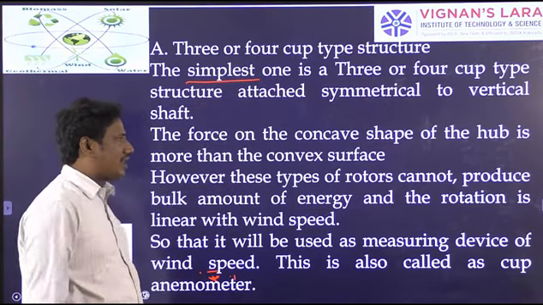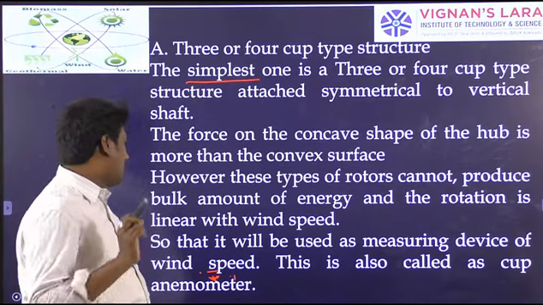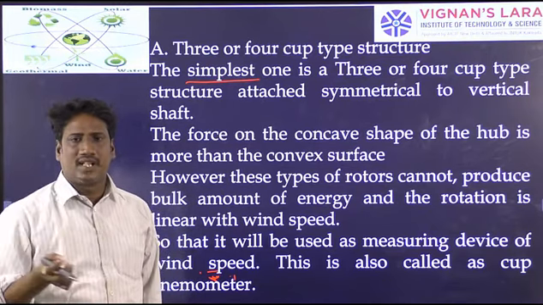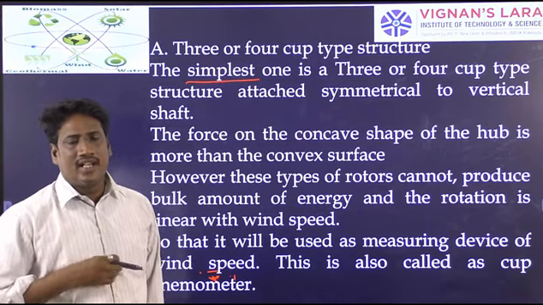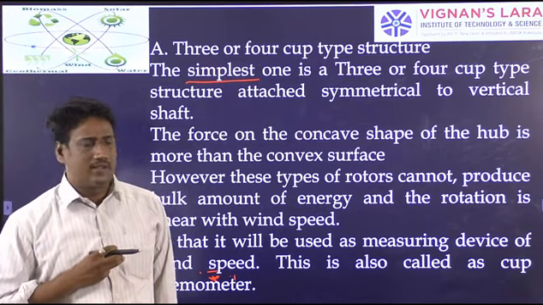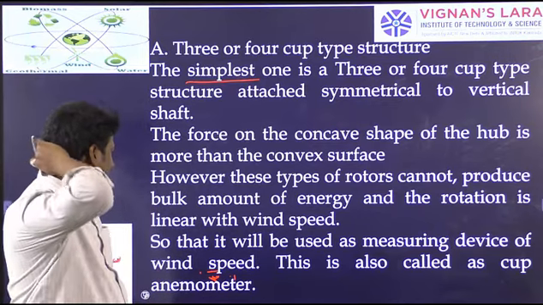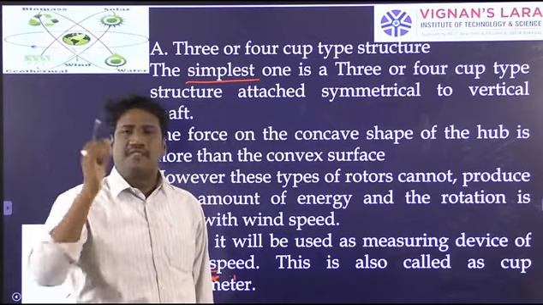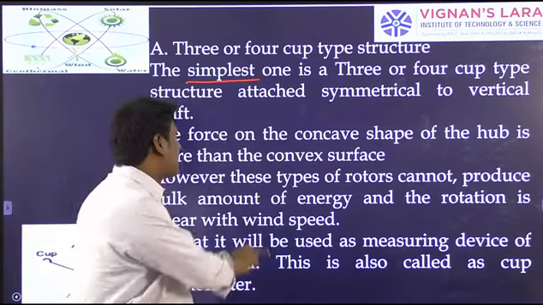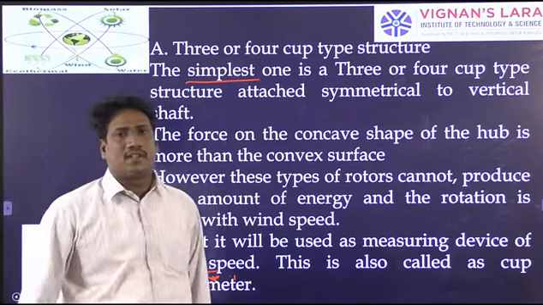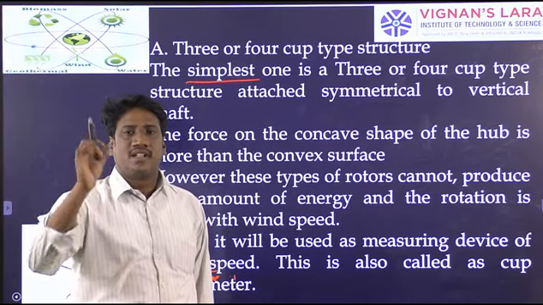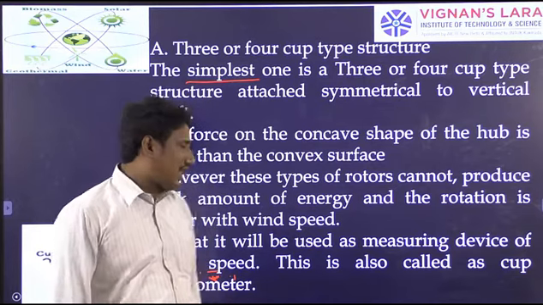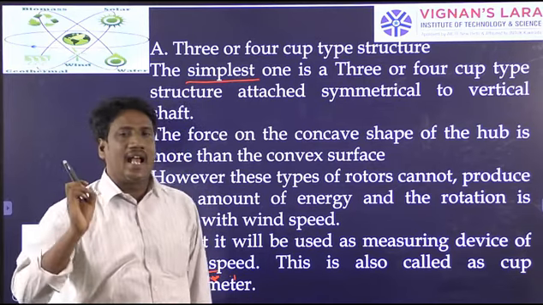However, these types of rotors cannot produce a bulk amount of electricity. As cups are there, they can receive only a very small amount of force, and can produce a very small amount of electrical power. Here, the cups will be rotated in a linear way with respect to the wind. So in most cases, this type of cup rotor will be used to measure the wind speed. These cup type rotors are also called cup anemometers.